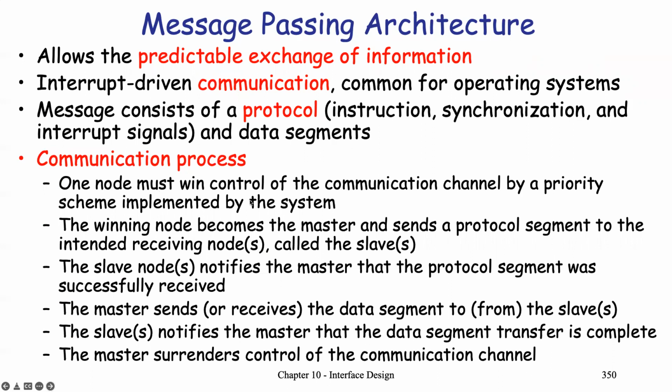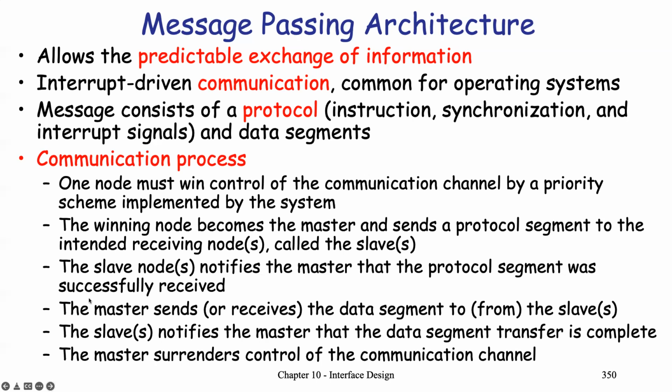One node must win control of the communication channel, so it's given the go-ahead to communicate. The winning node becomes the master and sends a protocol segment to the intended receiving node. So the communication process starts. Then the slave node notifies the master that the protocol segment was successfully received.